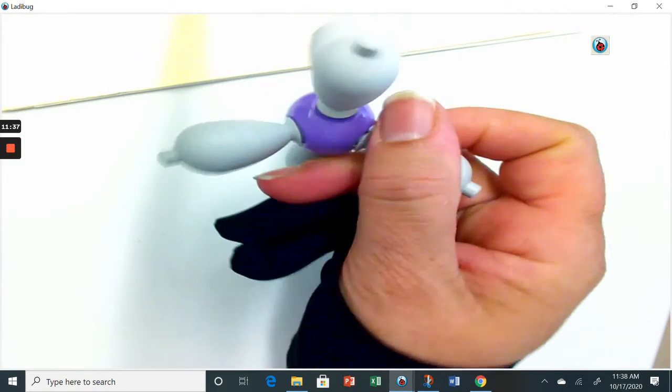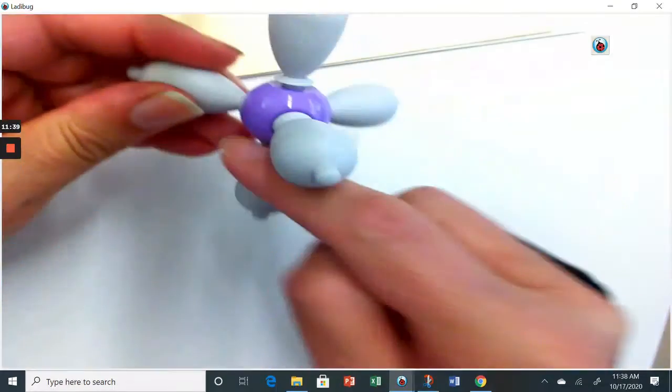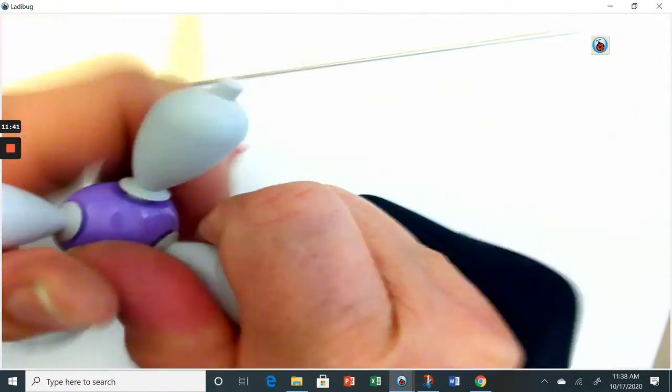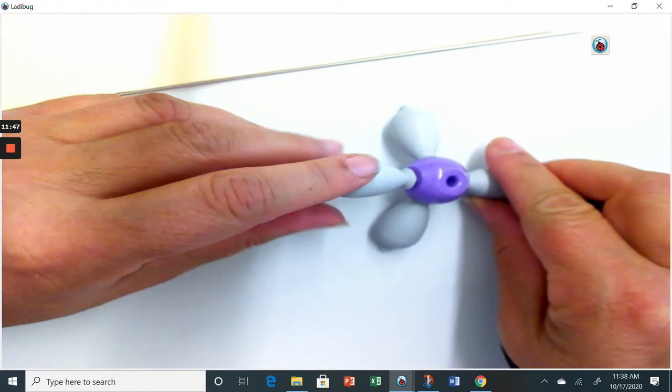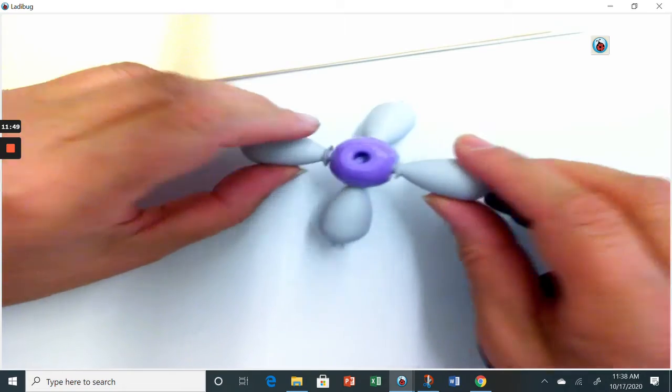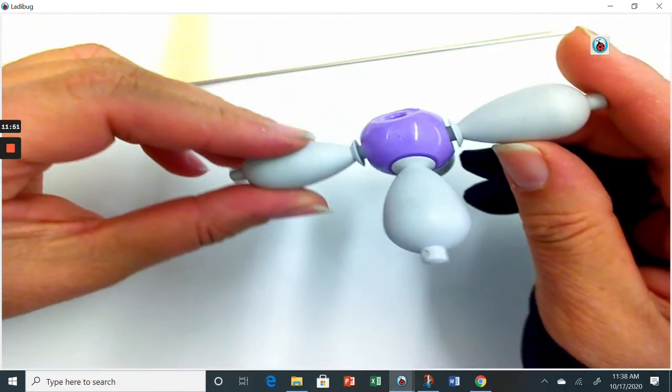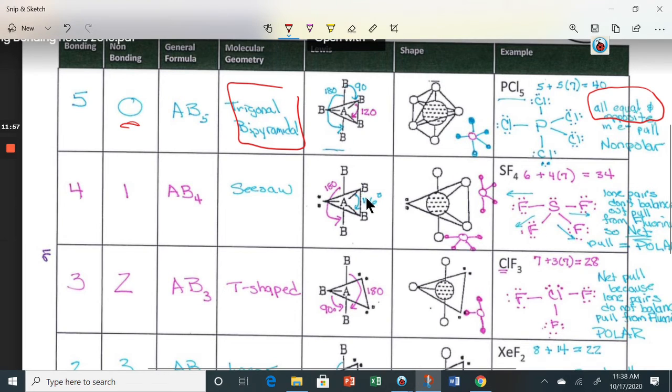Here is my 5 all attached. I take one of these off because that's the equator, and now I have a little seesaw that goes back and forth. See, so it goes back and forth. So that's where the seesaw comes from.